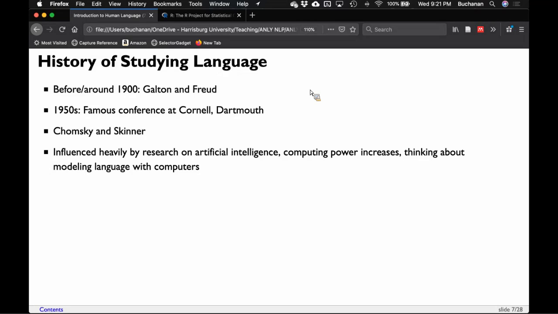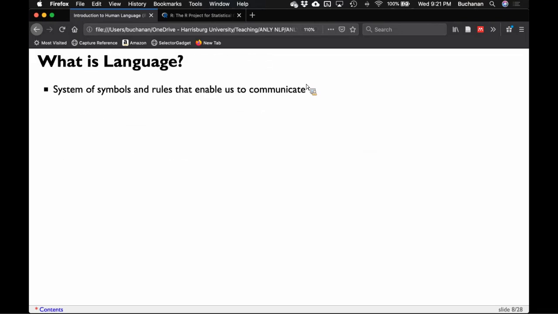Right, so it's artificial intelligence and the increase in computing power, and thinking about how do I build a computer that can do this language thing, either processing language or, like Siri, creating language, right? Or translation or whatever. So this field is heavily influenced by the intersection of computer science, linguistics, and cognitive science. Then that begs the question of what are we even studying? Right? What am I even modeling?